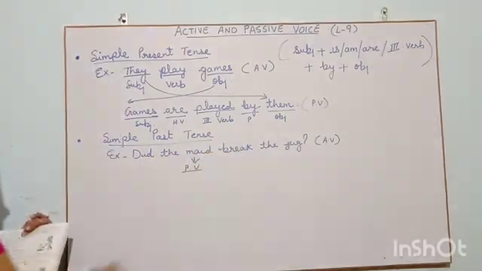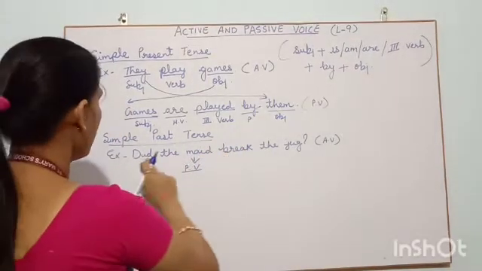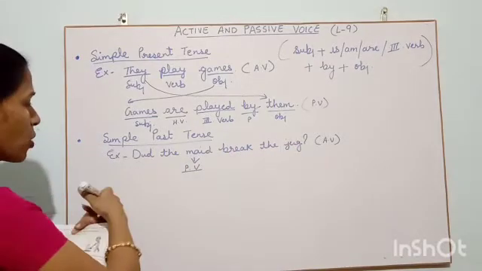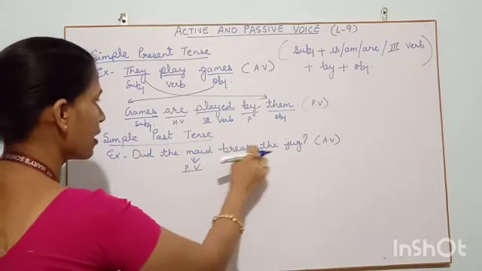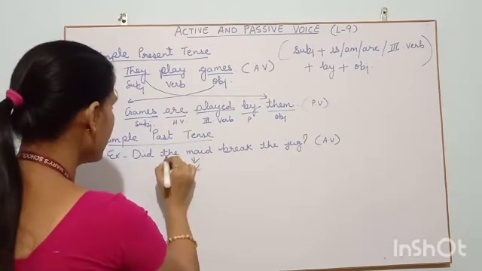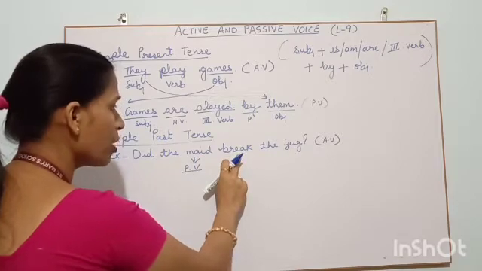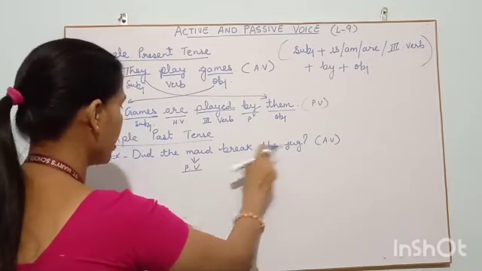Let's do it in the same manner. Did the maid break the jug? Did is added just because we are asking a question. The actual sentence is: the maid break the jug. So let's divide it. This is your subject. This is your verb. This is your object.